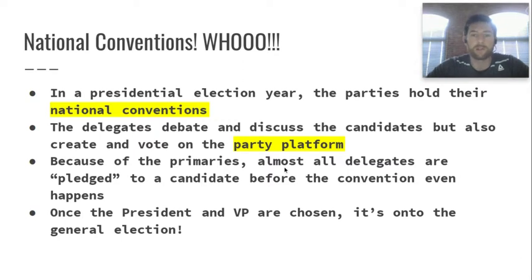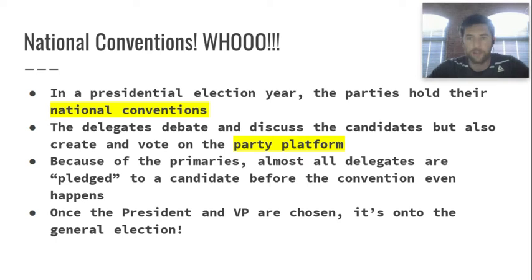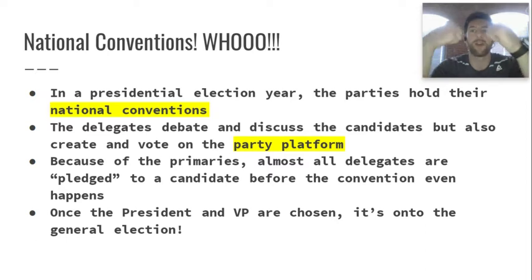Because of the primaries, almost all delegates are pledged to the candidate before the convention even happens, because the primaries are done. So we already know where the delegates are going as far as the candidates go. And once the president and VP are chosen by each party, so the presidential candidate and the candidate's choice of vice president, it's on to the general election. That is when the Republican and Democratic nominees go head to head. And in November, the presidential election takes place.